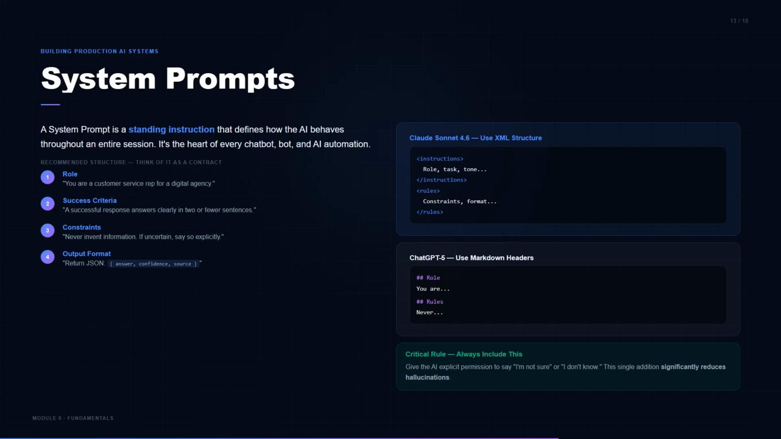For Claude Sonnet 4.6, use XML tags to structure your system prompt. Tags like instructions, context, and rules. Claude processes XML structured prompts significantly better than Markdown formatted ones. For GPT 5.5, Markdown with clear headers works very well. And here is one rule that applies to every model, without exception. Give the AI explicit permission to say, "I am not sure," or "I do not know." This single addition reduces hallucinations meaningfully. An AI that has been told it can admit uncertainty will do so. An AI that has been given no such permission tends to fill gaps with invented answers.